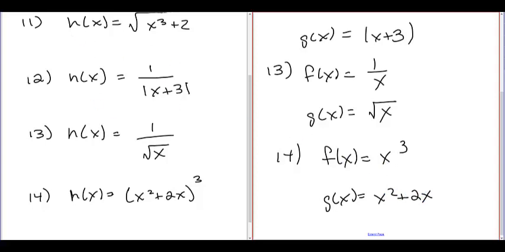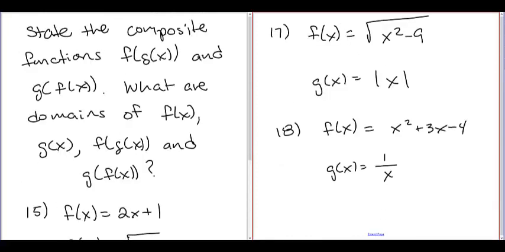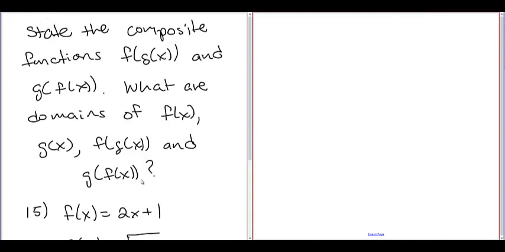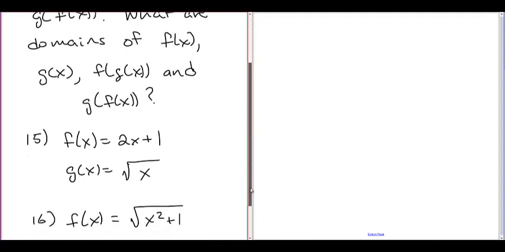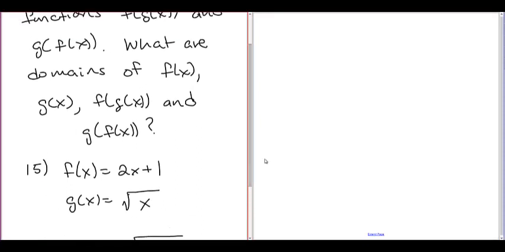Okay, so that's how you break up composite functions. The last one is kind of a repeat of something we did earlier, which is doing the composite functions and then looking at the domain of the individual functions and the 2 composite functions. Okay, so the first problem, 15. So let's do f of g of x.